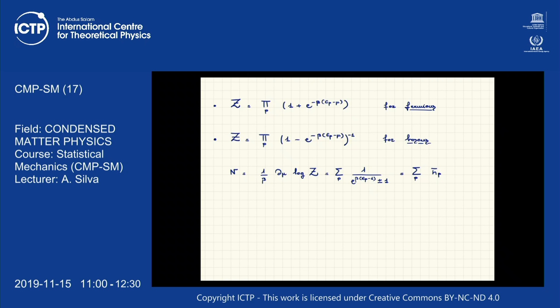And this tells us that n bar of p can have two forms. If you are dealing with fermions, it's a Fermi-Dirac distribution. If you're dealing with bosons, it's a Bose-Einstein distribution.